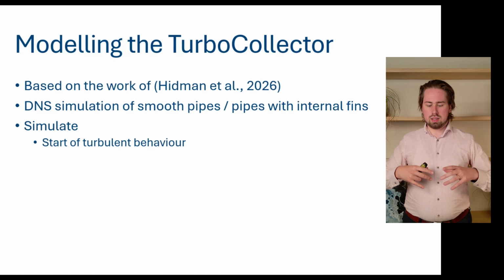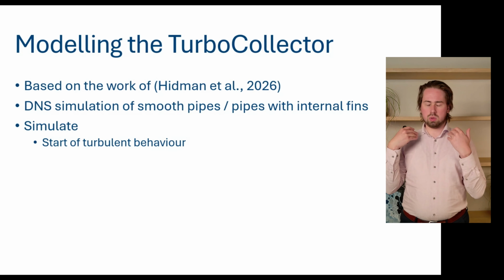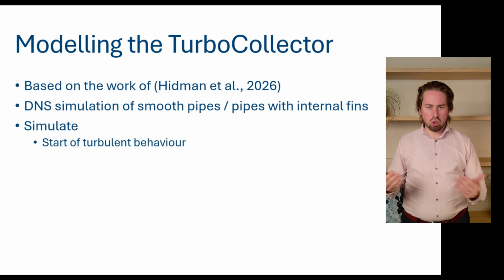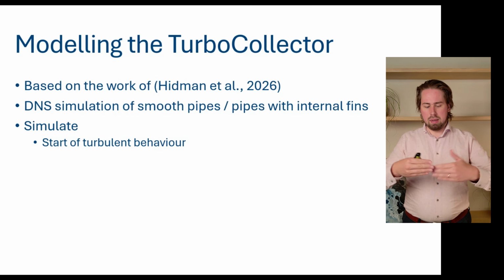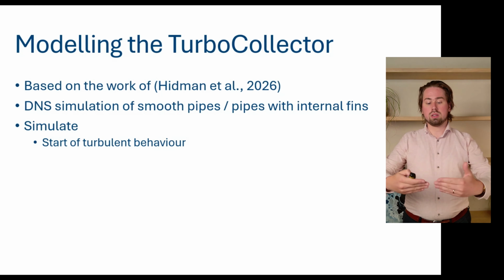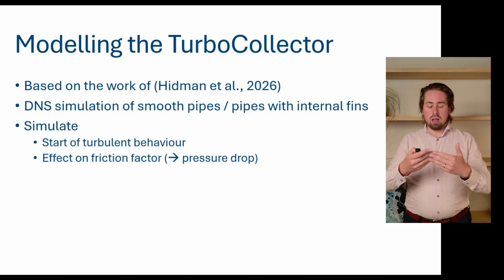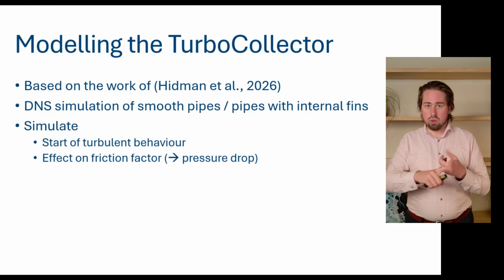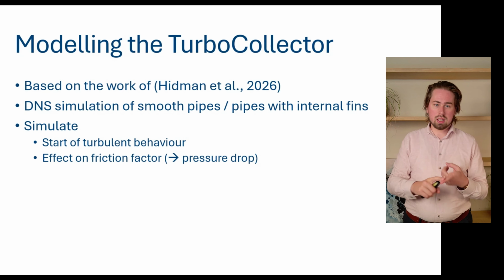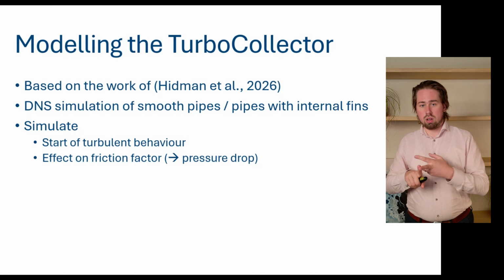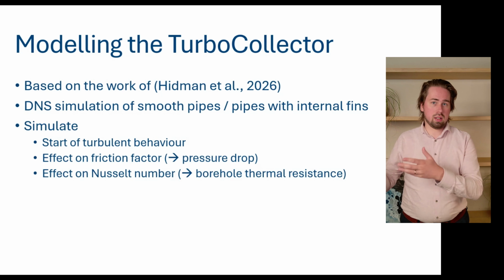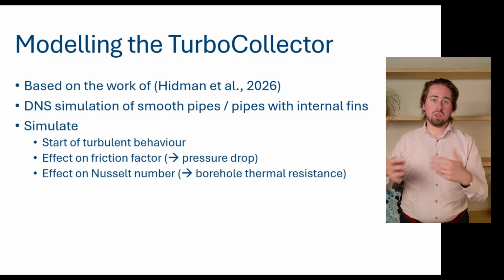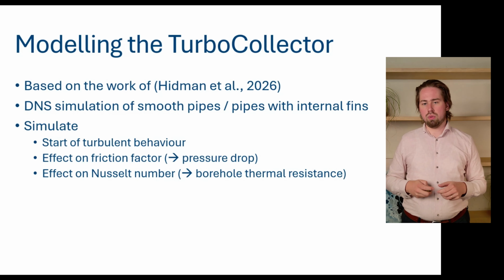The philosophy was that they modeled these probes and started with a very high Reynolds number, so that we know the fluid is turbulent. Based on that reference case, the Reynolds number was lowered each time until they reached a laminar regime, and then we know when the turbulence actually started, where this transition happens. You can also calculate the effect on the friction factor, which has an effect on the pressure drop, but also the Nusselt number. And this in turn has its effect on the convective heat transfer and the borehole thermal resistance.